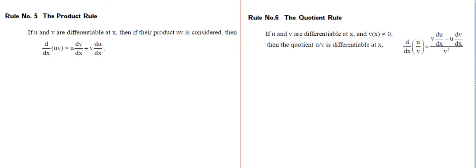Next rule is numbered as rule number 5. That's called the product rule, an important rule. All the rules are important. This is some different formula, so it has to be learned properly. It says if we have two functions u and v, they are differentiable at x, and then if their product u into v is considered, then the formula is this. So this is the formula we need to remember.